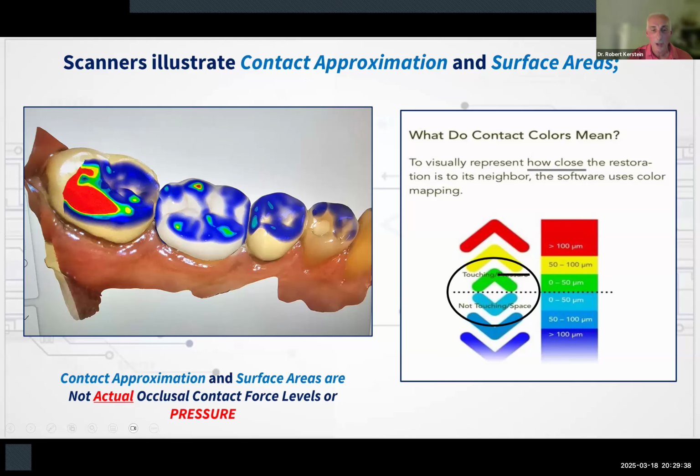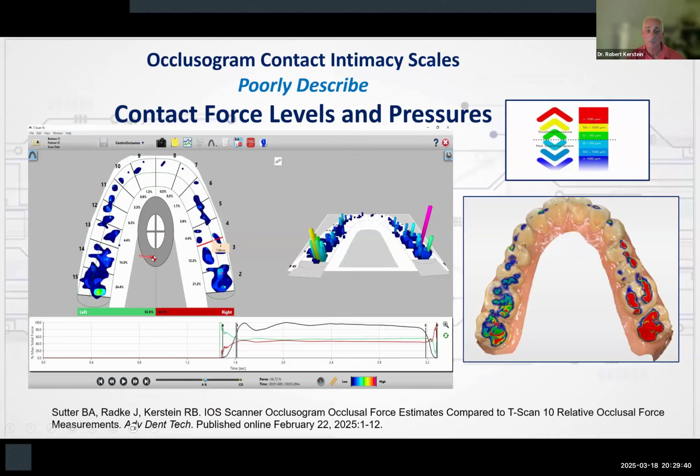And to show you how flawed these occlusograms really are, a study was recently published last month, where a Primescan, the most accurate scanner according to the literature, was tested against T-scan data to see how well the scanners reproduced the depiction of pressure. And of course, if you look at this occlusogram, you see there's extreme contact intimacy on the right. That's all this red. And some contact intimacy on the left in the posterior palatal cusp of the last two molars. But there's only one area of high force, right? And one area of moderate force.